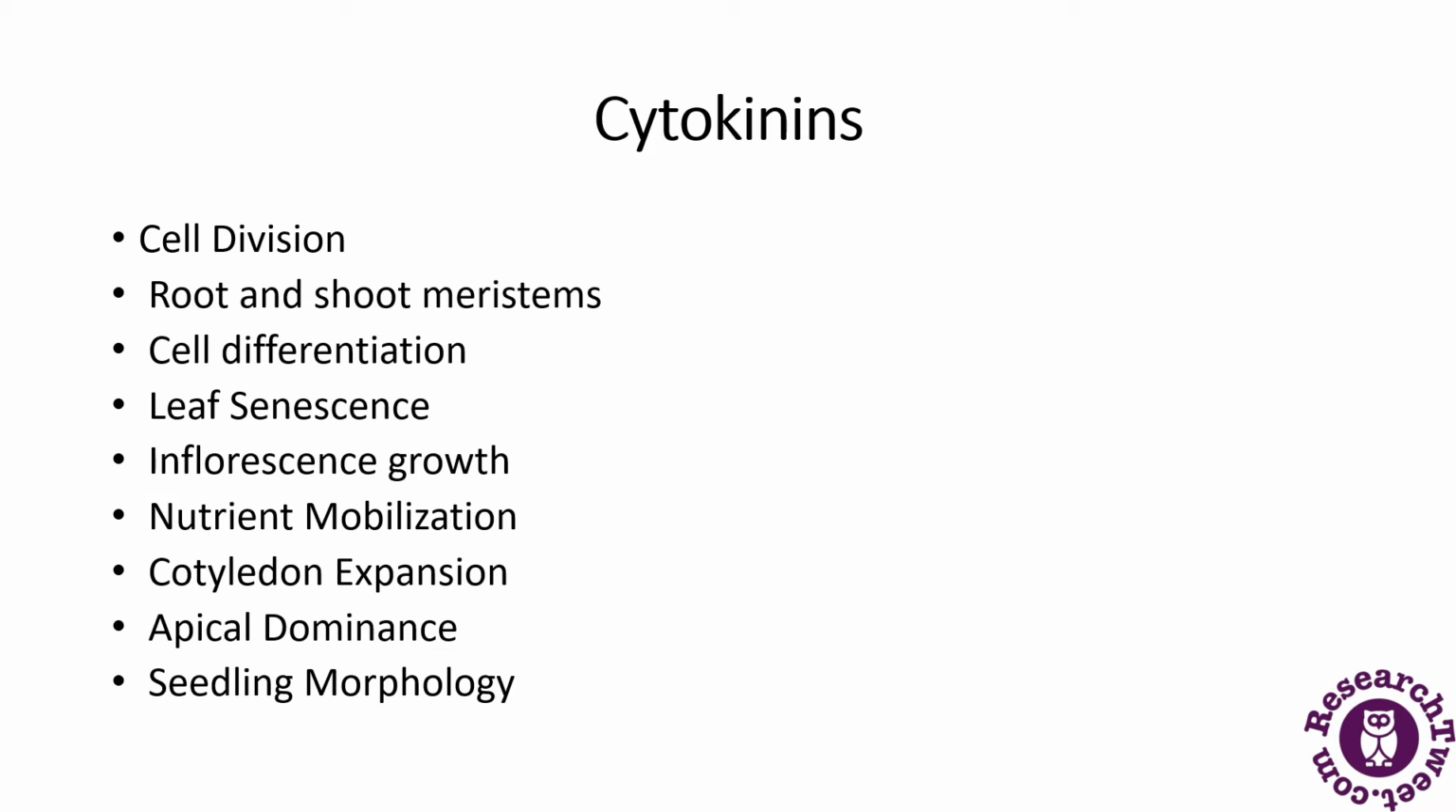There are two types of cotyledon, basically the monocots and the dicots. Monocots have the one cotyledon and dicots have the two cotyledons. So that leads to the expansion of cotyledon. Then there is an apical dominance and there is a seedling morphology. All these are the functions or physiological effects of the cytokinins that also act as a plant growth regulator. So they help in the development of the plant.